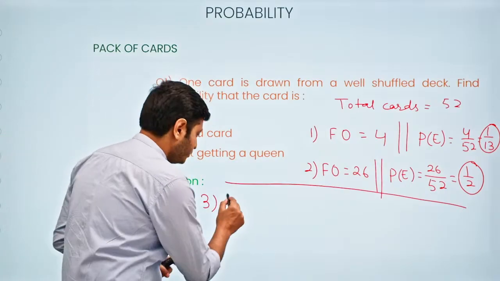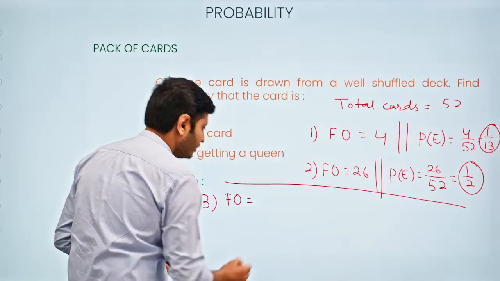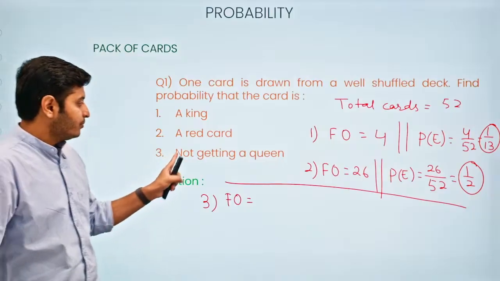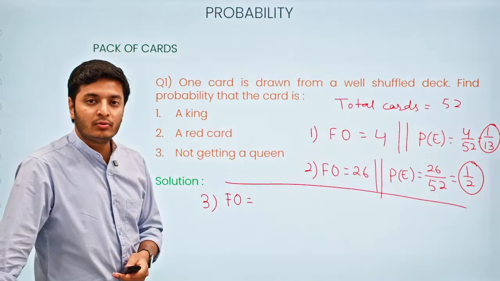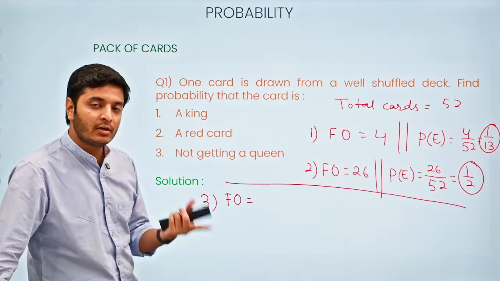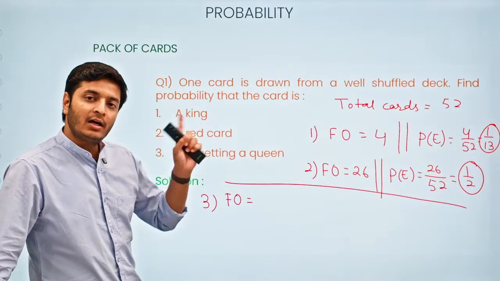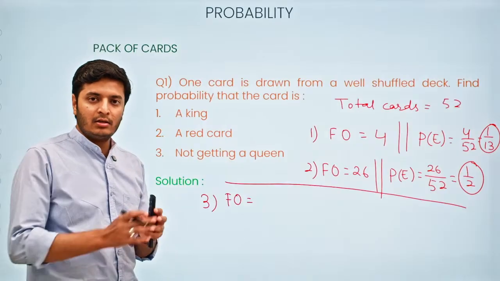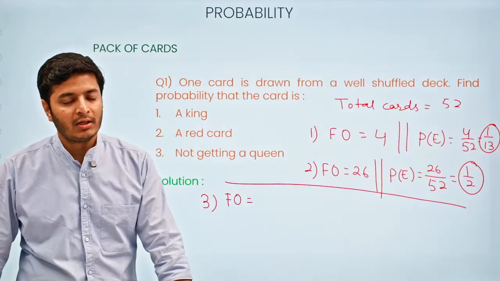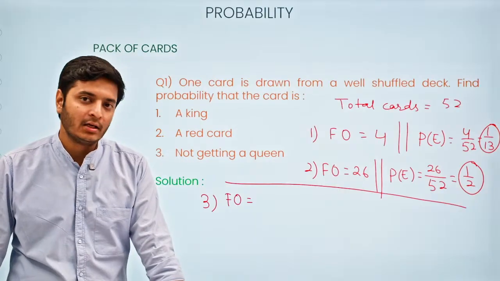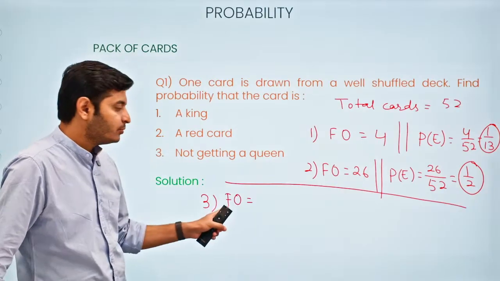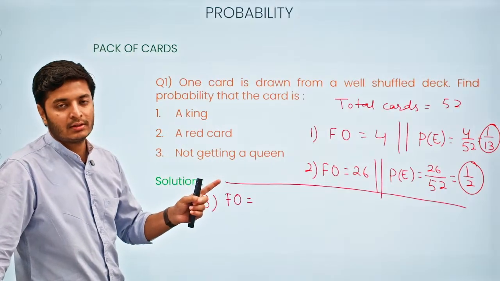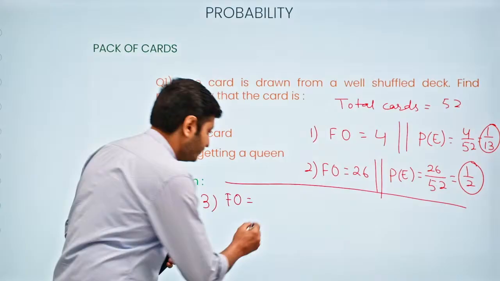Queens are 4. So would the favorable outcomes be 4? No, because we need to calculate the probability of not getting a queen. So we can get other cards. Out of 52, we cannot have those 4 cards, but other than those 4, we can expect any card. So what is the total number of favorable outcomes? 52 minus 4. That is what? 48.